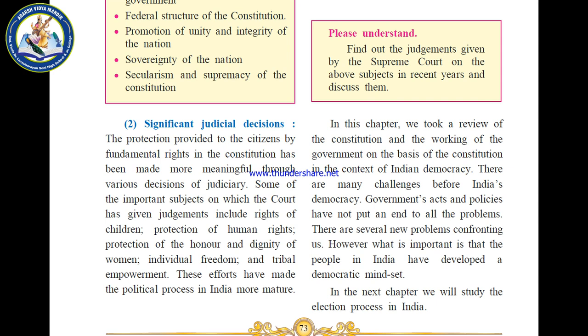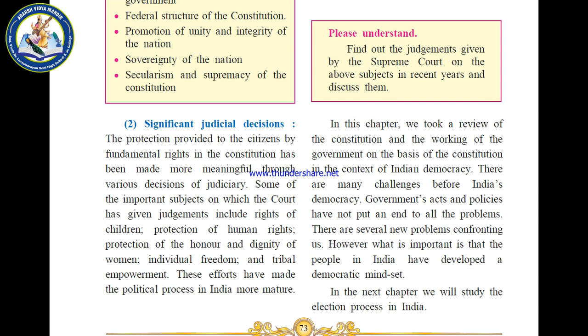The Constitution has some fundamental rights. The provision of the fundamental rights has been given in the Constitution. Through these fundamental rights, our citizens have been provided protection. हमारे citizens को protection मिलता है by the fundamental rights, those are mentioned in the Constitution. So these have been made more meaningful when our judiciary system has taken some decisions. Because of some decisions of the judiciary system, those fundamental rights of the Constitution become more meaningful.